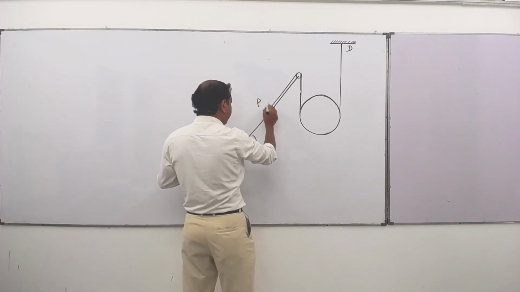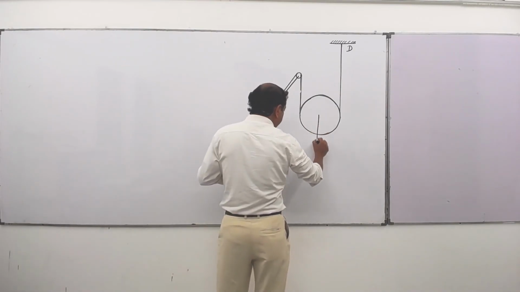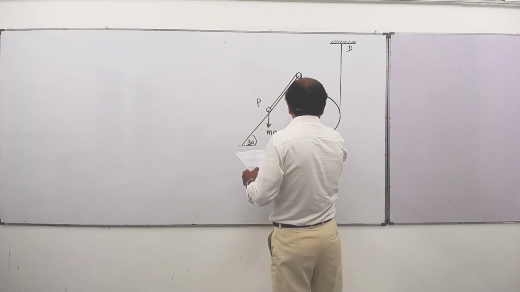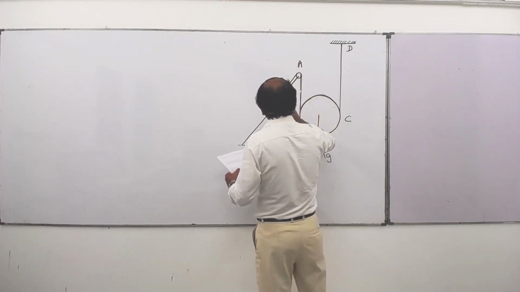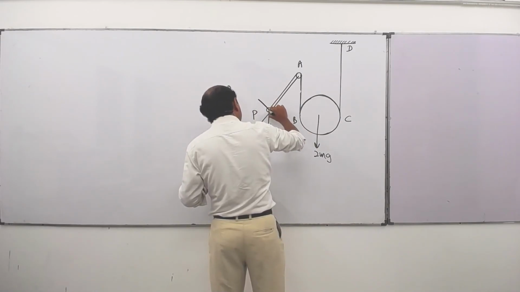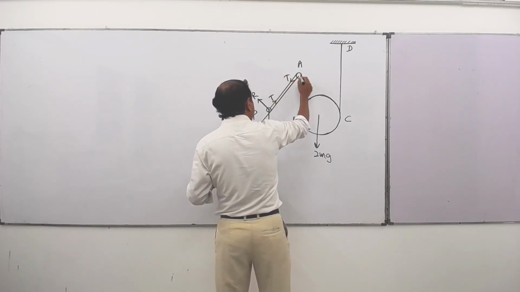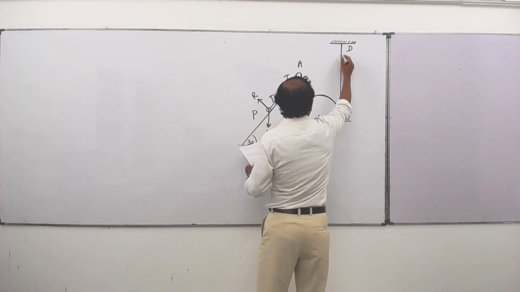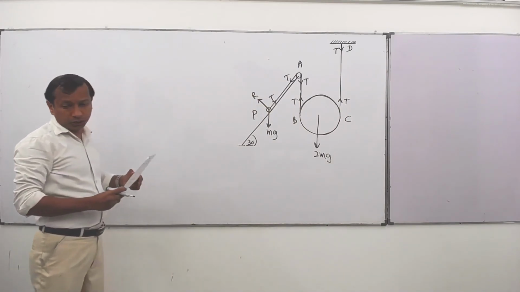Here P, mass is m, weight mg. Mass 2m, weight 2mg. Here B, C, D, and here A. Right, here we get normal reaction R. Here T tension, everywhere the tension is the same, light inextensible string and all contacts smooth. The reason is that.